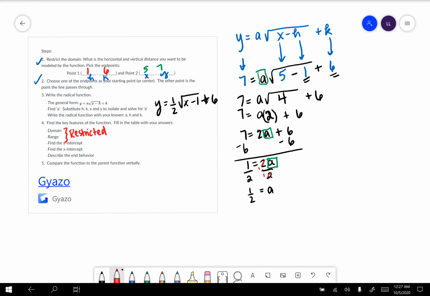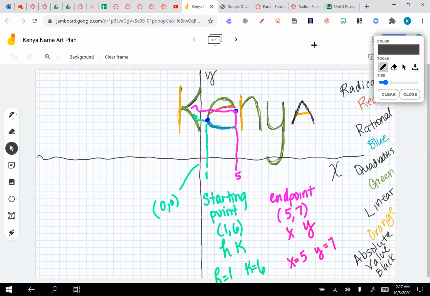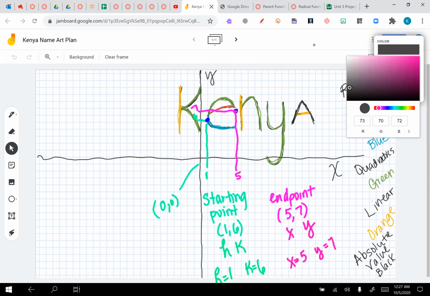So let's go ahead and look at what our restricted domain is. We're actually going to go back to our picture and look at what the x values are and what the y values are that restricted our horizontal and our vertical distance. As you can see here, if you draw it like this, like how I did, you can see what your domain is, right? My domain went from 1 to 5, right? So I would write that as 1 is less than or equal to x, which is less than or equal to 5. That would be my domain, my restricted domain, because the endpoint is 1 and the other endpoint is 5.